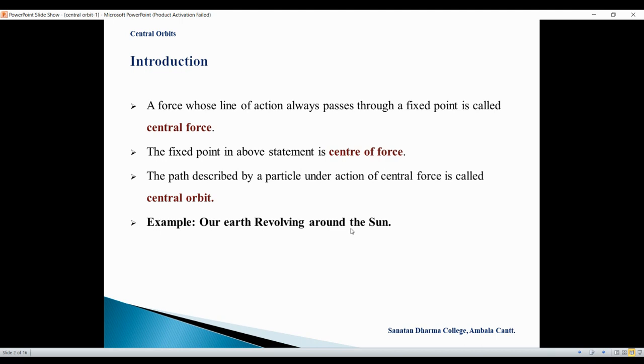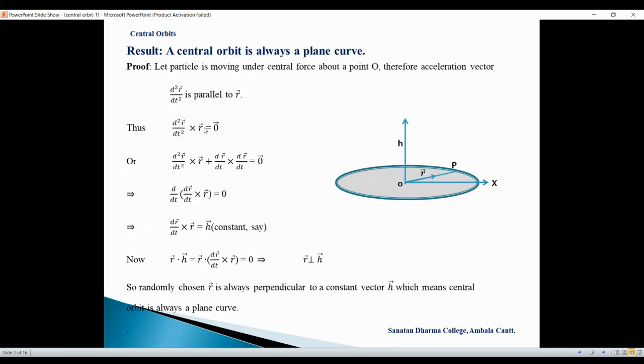In this case, sun will be the center of force and path which earth describes around the sun will be central orbit. And the force with which earth is revolving around the sun, that force will be central force. Result: a central orbit is always a plane curve.